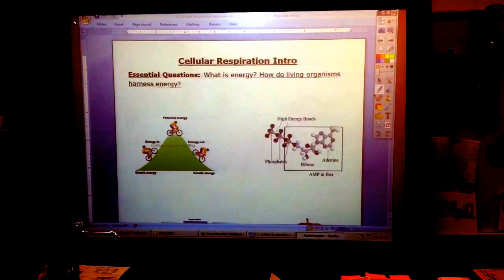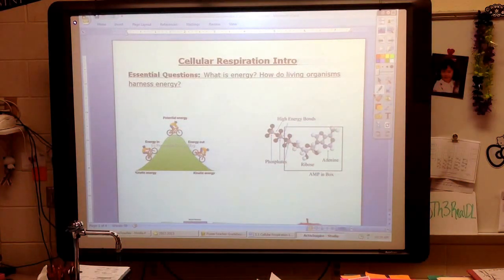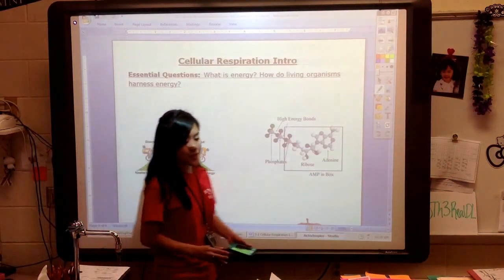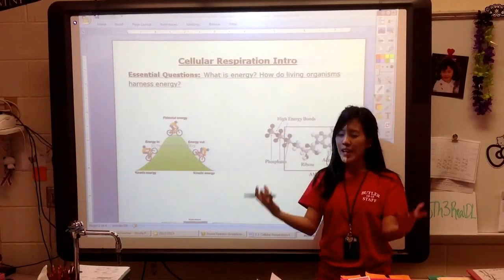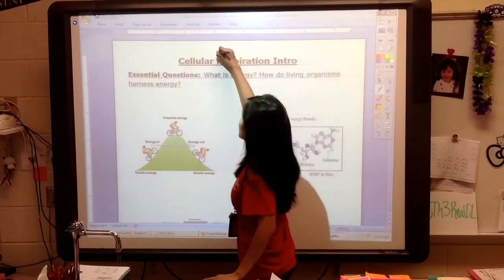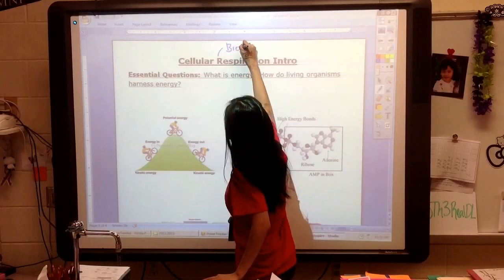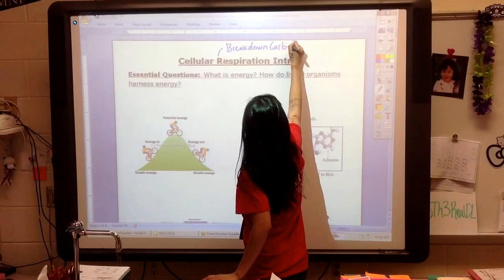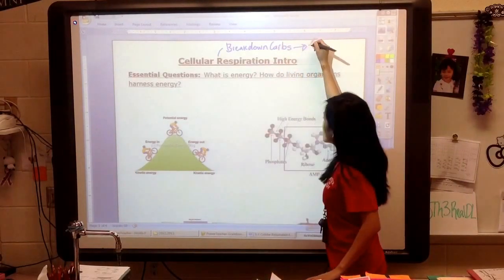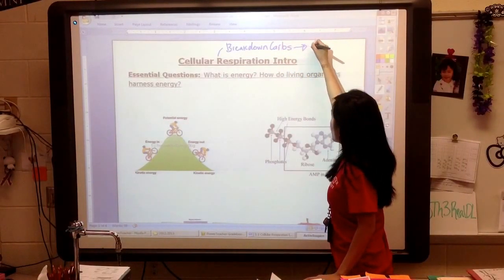So today we're going to talk about cellular respiration. What do we remember about cellular respiration? Well, respiration, the basic idea of it is breaking down carbs into a form of energy.